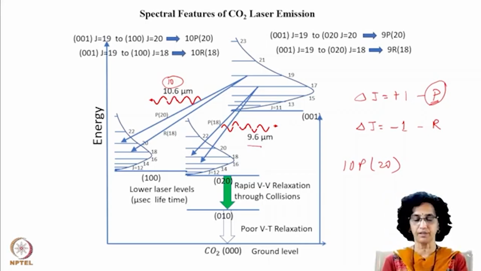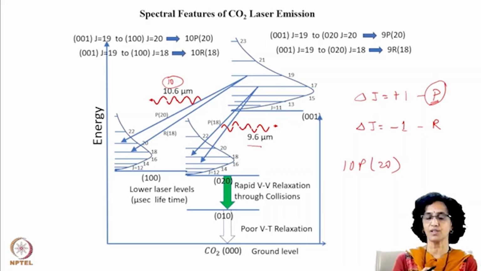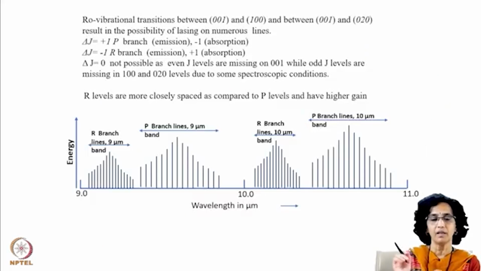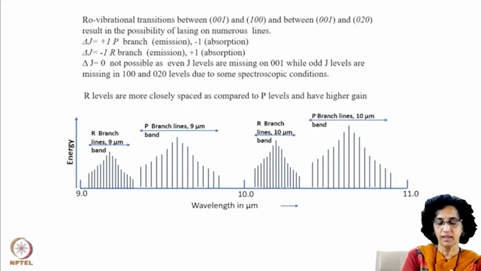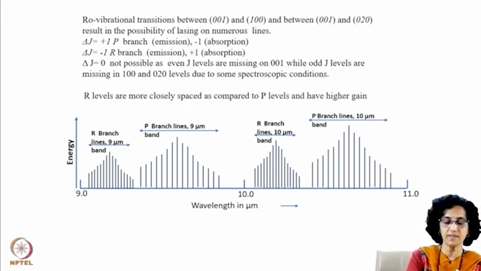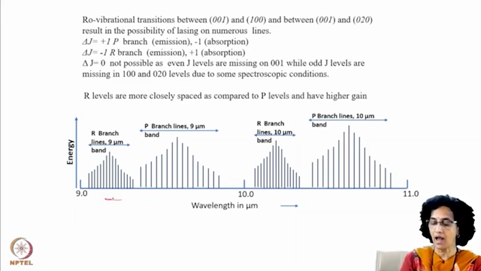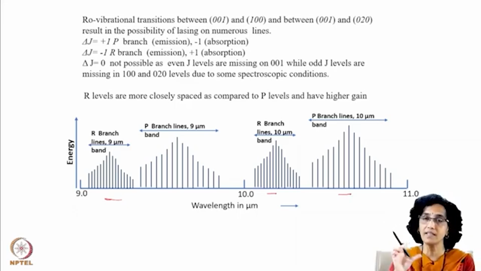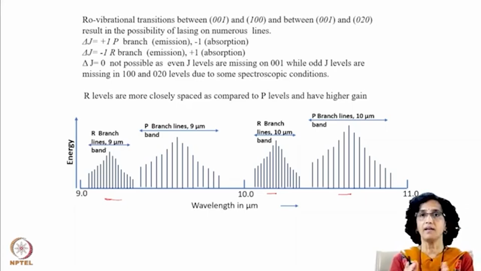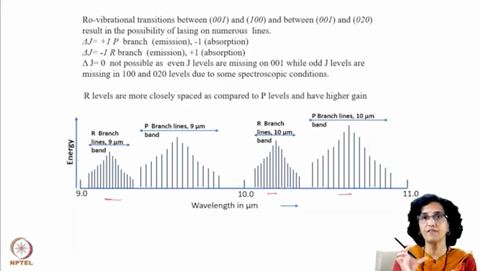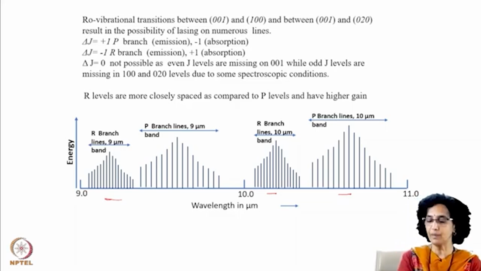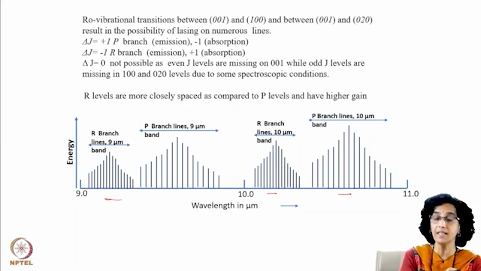But before going into that, it would be worthwhile for us to spend a little time on, yeah, so here I have shown you that this is the 10 micron branch, this is the 9 micron branch, you have the P branch lines, you have the R branch lines, and the separation between P branch lines is a little more as compared to R branch lines, and that you will easily understand if you try to find out what is the energy difference, how a P branch line is originating, how an R branch line is originating, and then you will be able to understand why this is a little more and why this is a little less.